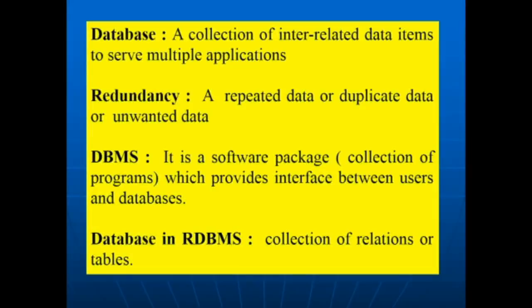Suppose I am collecting data regarding students and putting it into a database. The database is going to be a student database. If I am collecting information regarding employees, then I am putting everything into a database. The database is going to be an employee database. Then redundancy. Redundancy is repeated data or duplicate data or unwanted data.